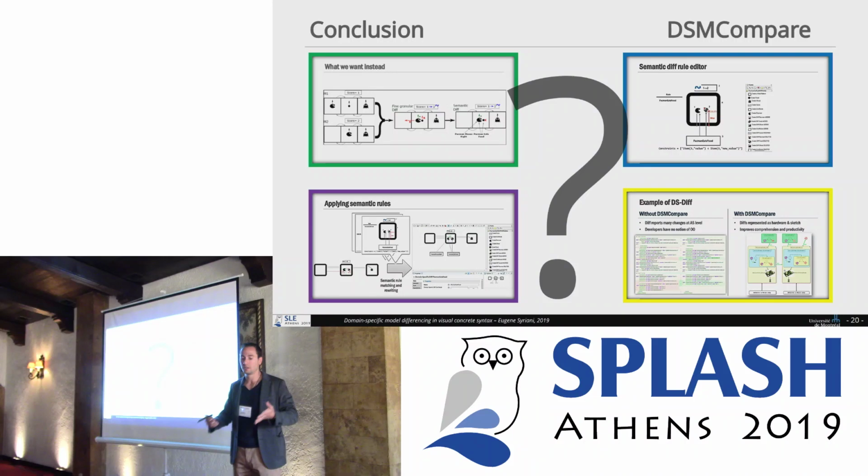Yeah. And so what's interesting there is that you may think also of higher order differencing, where you would define semantical rules to find the difference between the meta models and then apply them to the models. So that could be one way of solving that. Yeah.